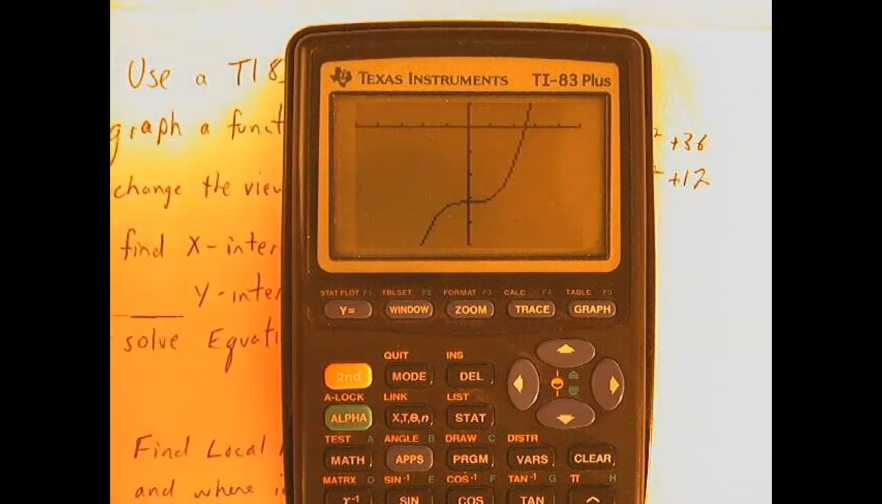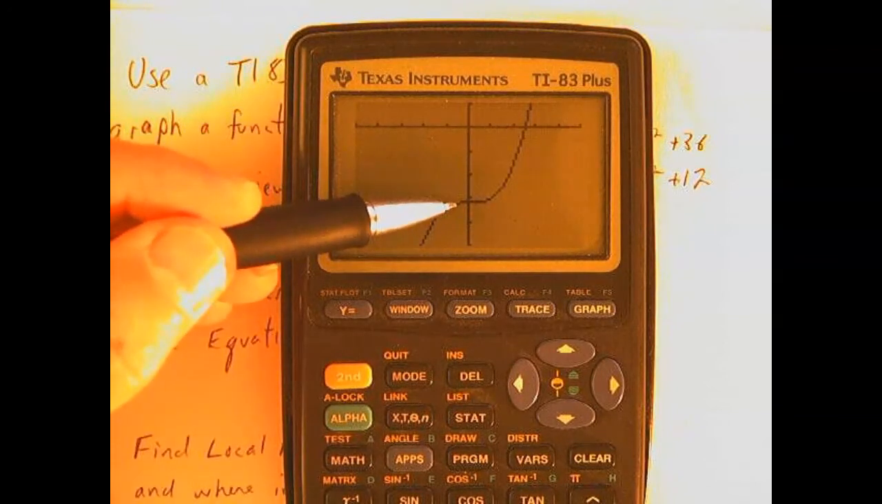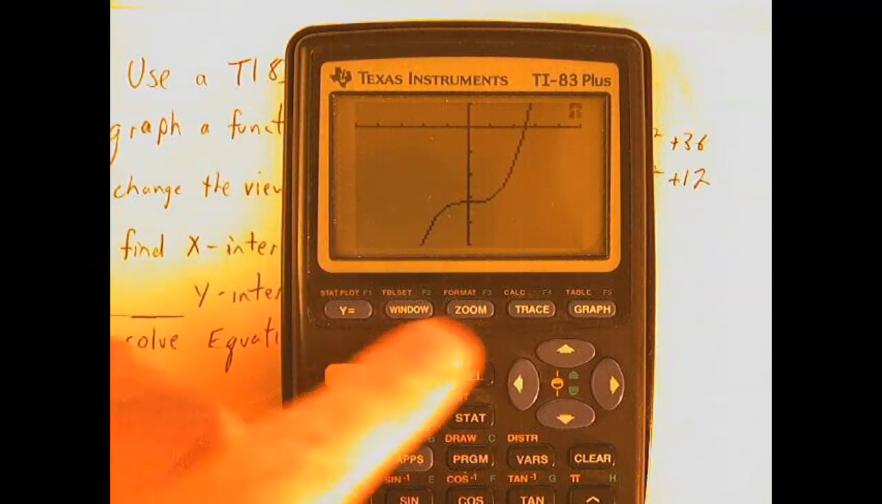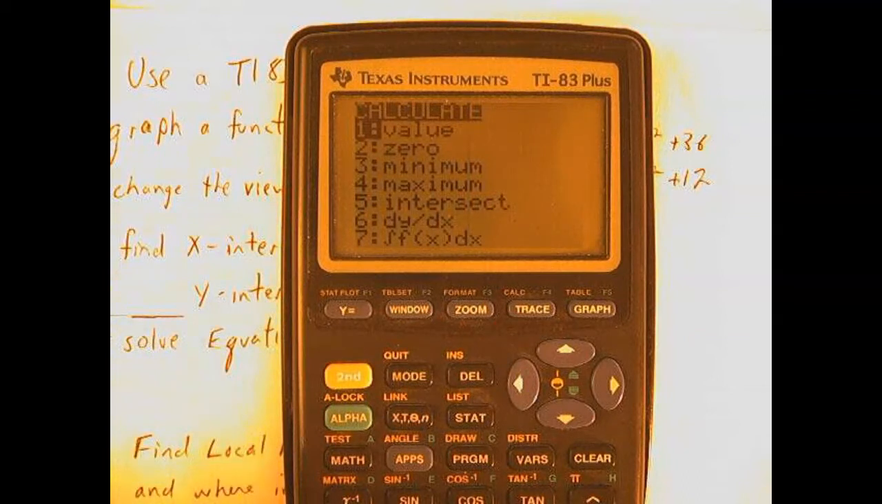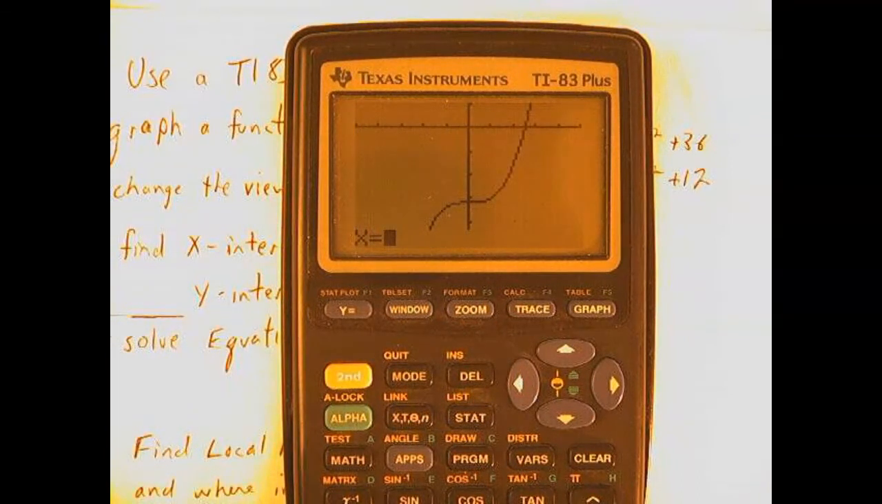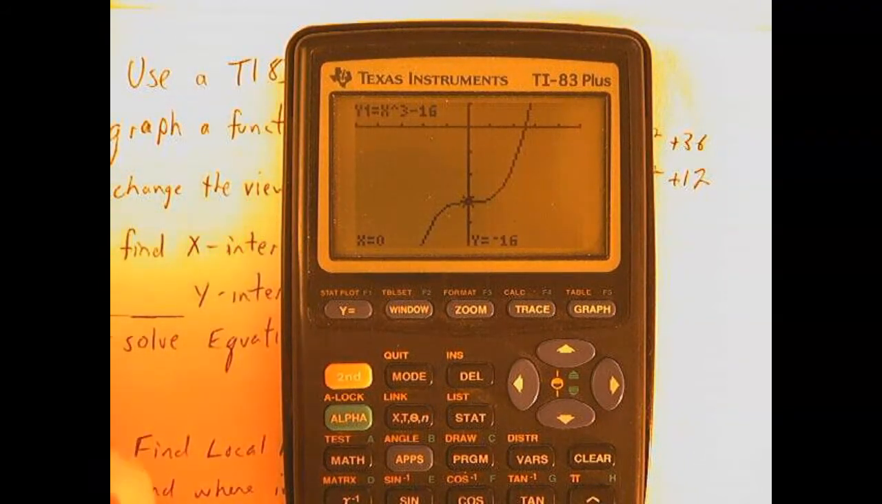Now let's go ahead and find our two intercepts. Let's find our y-intercept first. Remember, the y-intercept is when x equals 0. So we go to second calc, start out with value, let x equals 0, hit enter. It tells us that we've got a y-intercept of -16, which we could have already figured out, but we can see it here. Now let's find the x-intercept, which is a little bit harder to tell exactly what it is.